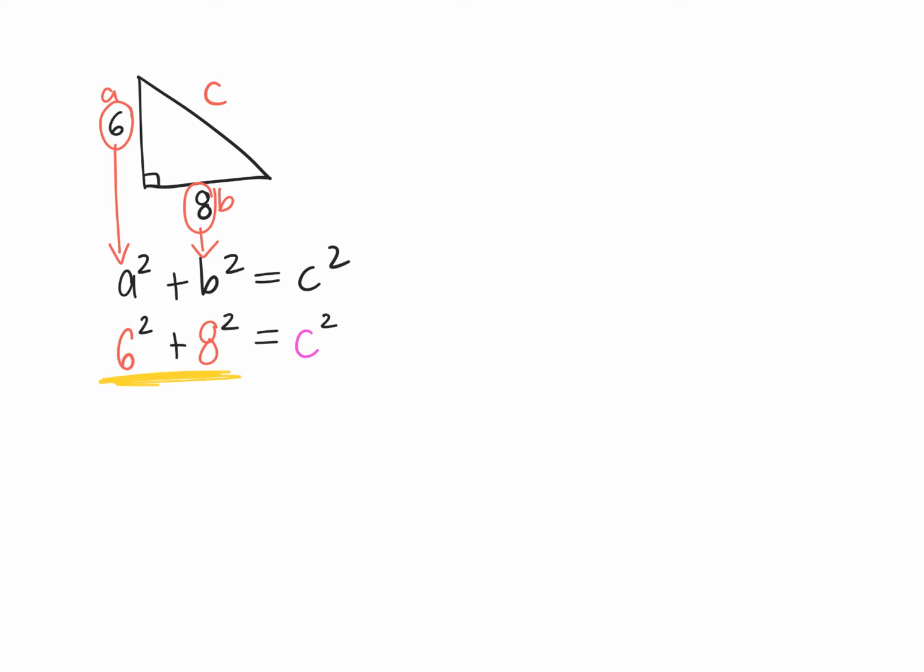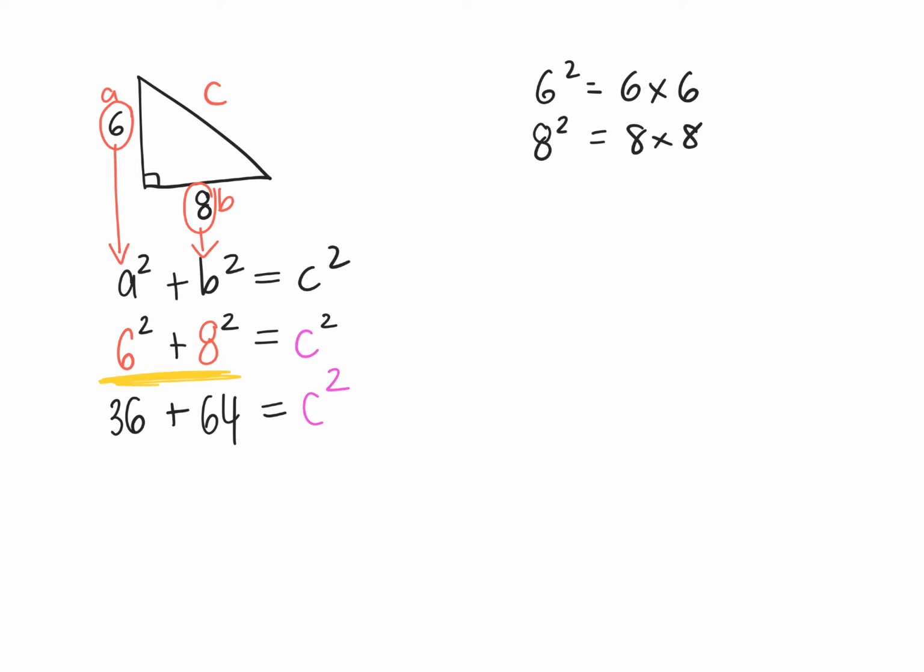How would you simplify 6 squared? And you already asked this. 6 squared means 6 times 6. What is 6 times 6? So 36 plus 8 squared means 8 times 8, right? 8 multiplied by itself twice. 64. All of that is equal to c squared.